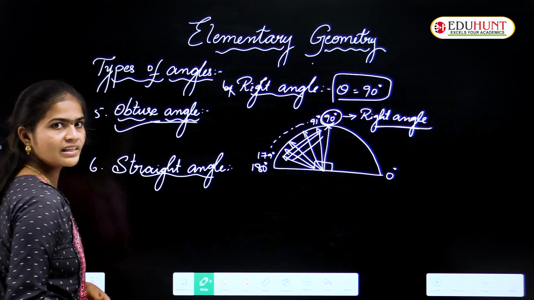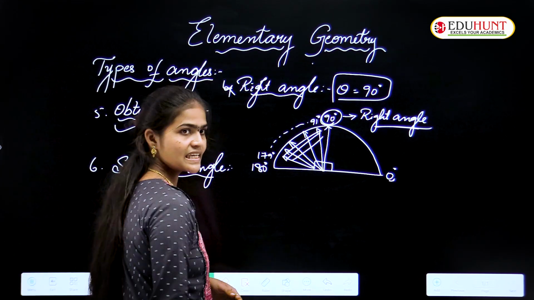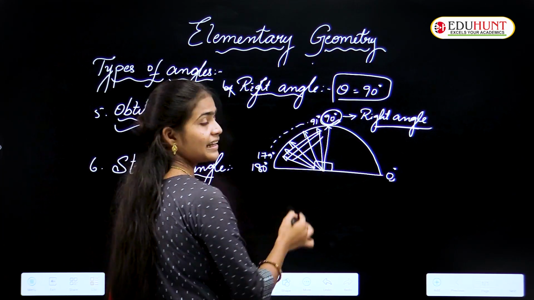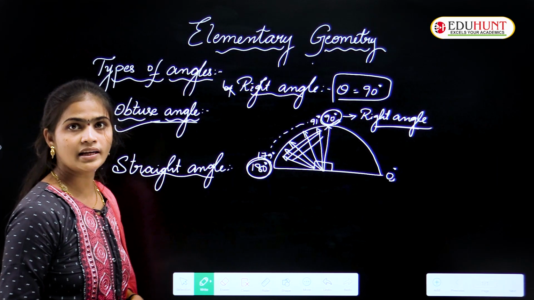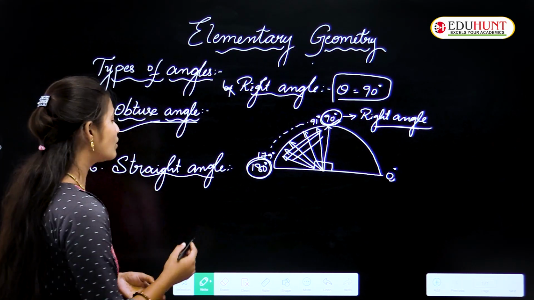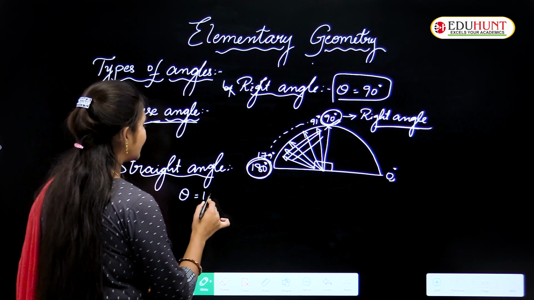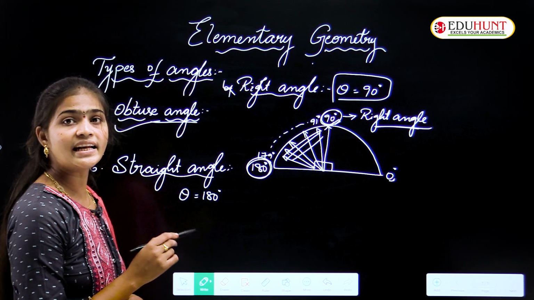Okay, so what about that straight angle? Already we know that 0 degrees means 0 angle and this is a right angle, and what we will call this 180 degrees. That 180 degrees we will call a straight angle. So here theta measures 180 degrees. In a straight angle, theta measures 180 degrees.